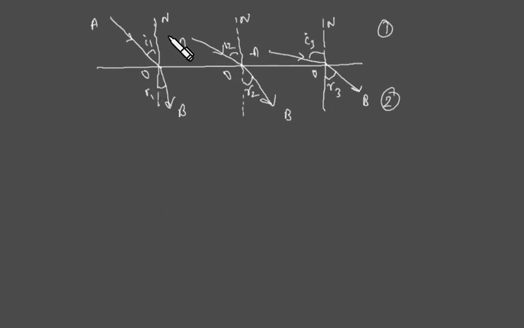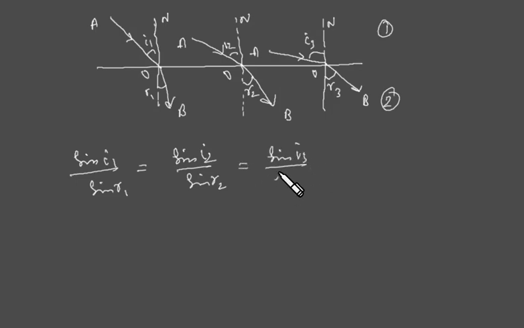The second law says that because in this case the two media are still the same media and we didn't change the light, we have only changed the angle of incidence, we can say that sine I1 divided by sine R1 equals sine I2 divided by sine R2 equals sine I3 divided by sine R3, and all equal a constant. Alright, so did you understand this?